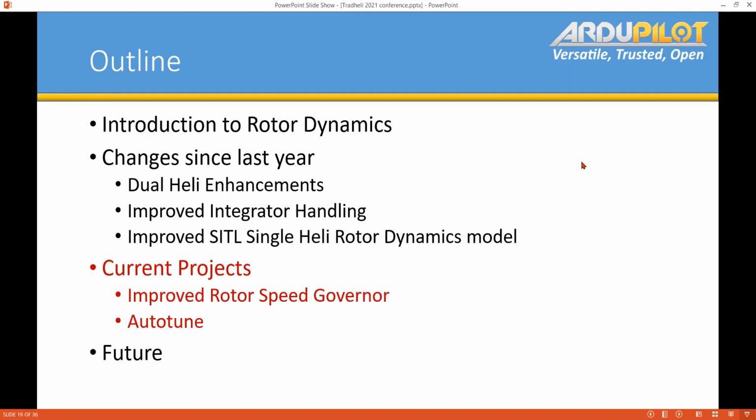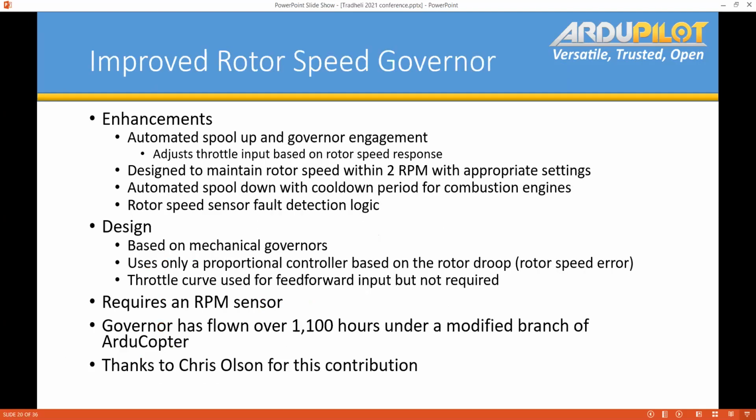Okay, so on to my current projects, and two of them here. One is the improved rotor speed governor. About 2 years ago, Chris Olson, who was my co-maintainer at the time, developed an internal rotor speed governor for RG Pilot. It was a huge success, and really advanced RG Pilot for combustion engine helicopters by giving them that internal rotor speed governor. And he went on to enhance it even more in a new improved version that we are getting ready to push and merge to master.